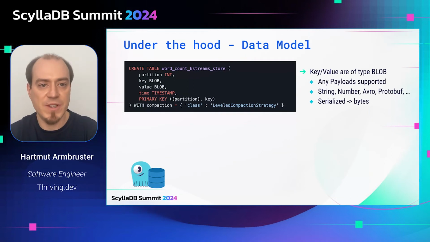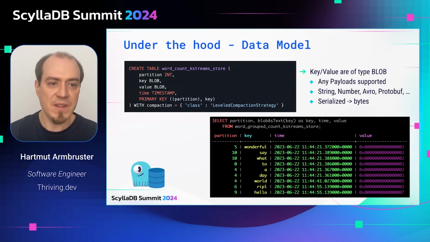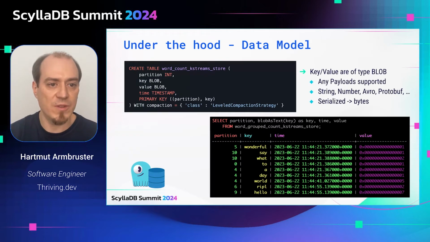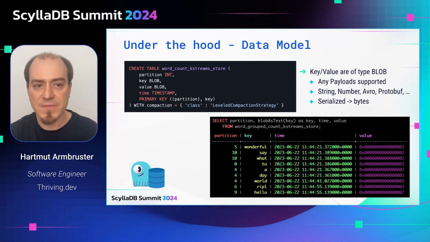So you can use string, numbers, Avro, or protobuf, for example. Since everything is simply serialized as bytes, it's a totally generic solution you can use just like the default state stores, RocksDB or in-memory, without anything special or extra to do. No limitations. As an example, if you query this table, well, here it's also using blob as text. You can see all of the data written with partition, key, and well, the value is still serialized.